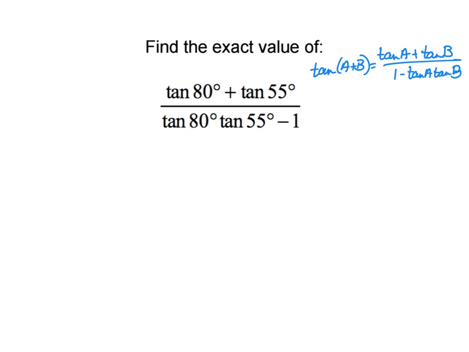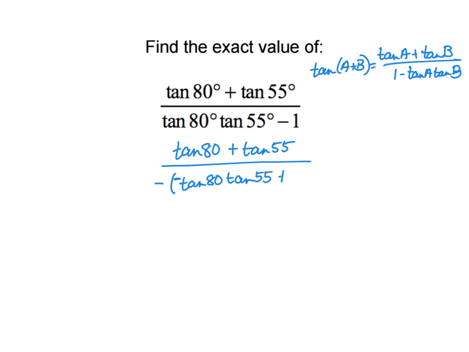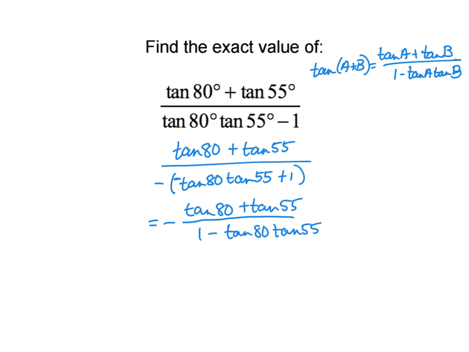So I'm going to factor a negative out of the denominator. So this is tangent of 80 plus tangent of 55 over negative tangent of 80 tangent of 55 plus 1. Now I'll rearrange a little bit. This minus, I'm going to move out to the front. This is tangent of 80 plus tangent of 55 over 1 minus tangent of 80 tangent of 55. And there you go. Now it matches exactly.